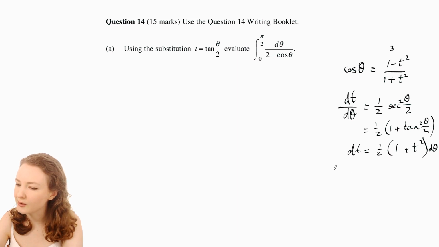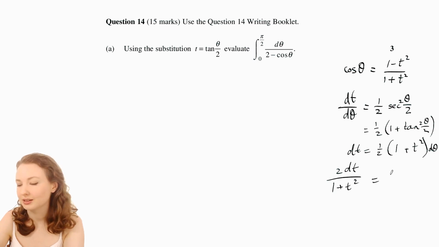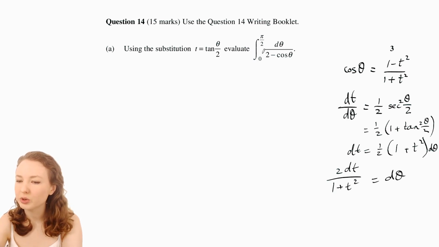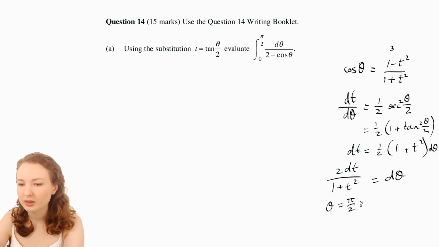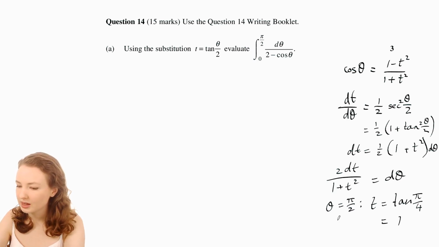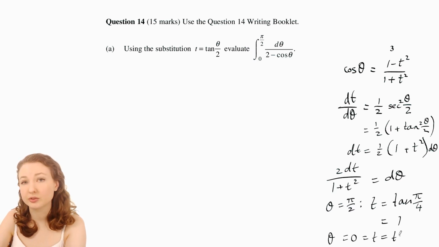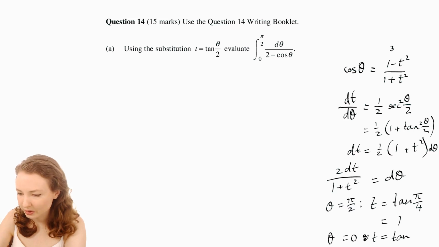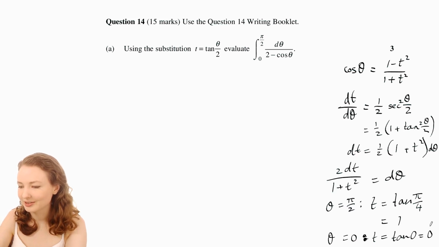So you'll get 2 dt on 1 plus t squared is d theta. And then we also need to work out what t is when theta is 0 and pi on 2. So when theta is pi on 2, we get t is tan of pi on 4, and that is 1. And when theta is 0, we get t is tan of 0, which is 0.